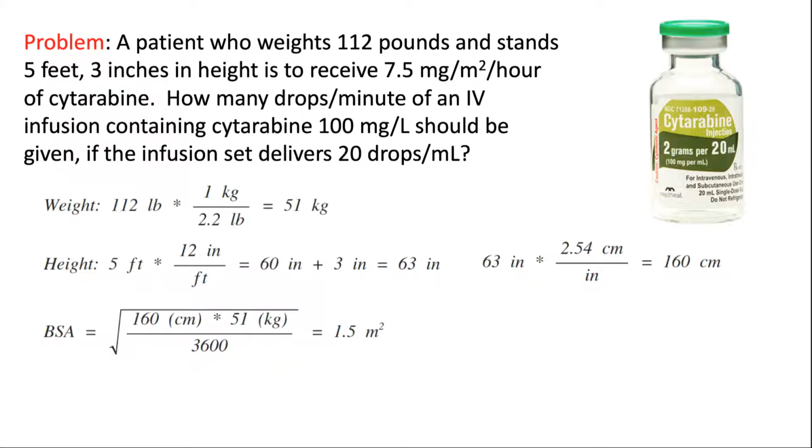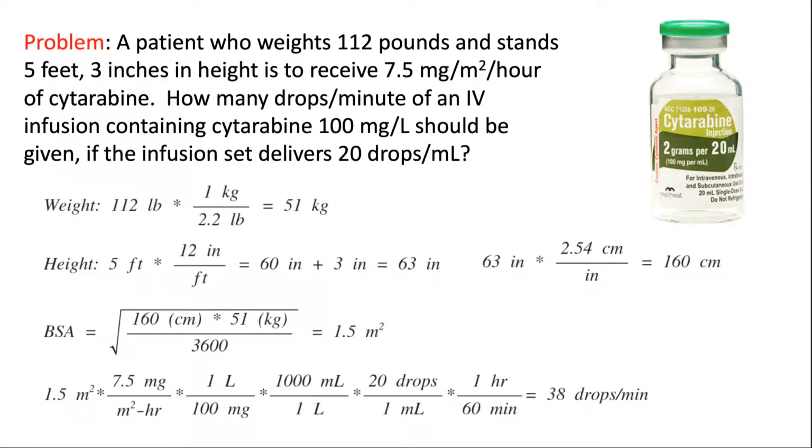So I'll remind you, we did all of that work just to determine their body surface area, which we have at 1.5 meters squared. We're going to start with this because the dose is based off of the body surface area. So let's start with their body surface area of 1.5 meters squared. Multiply it by the fact that the dose is 7.5 milligrams per meter squared per hour. This way meters squared cancel and we're in milligrams per hour.